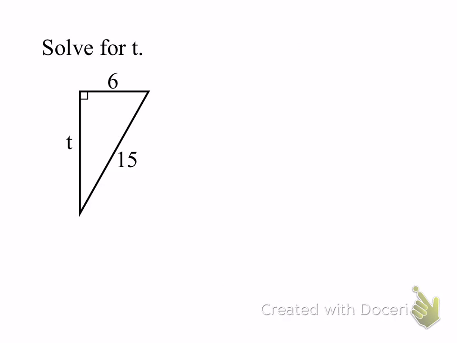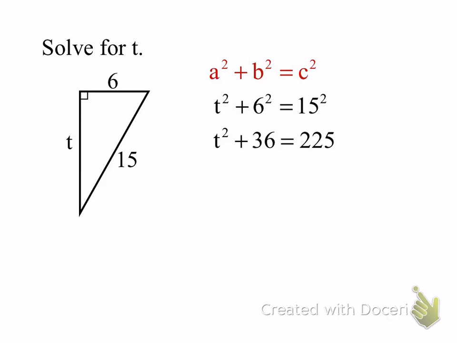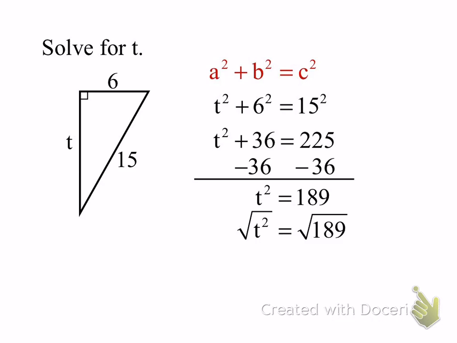All right, in this situation, what's different? Josh? The hypotenuse is labeled rather than hidden. They're giving us the hypotenuse. So make sure you're substituting accurately. 15, the hypotenuse goes in for c squared. Then we simplify it. Subtract 36. And now root it. If I were going to simplify the radical 189, what is it divisible by?